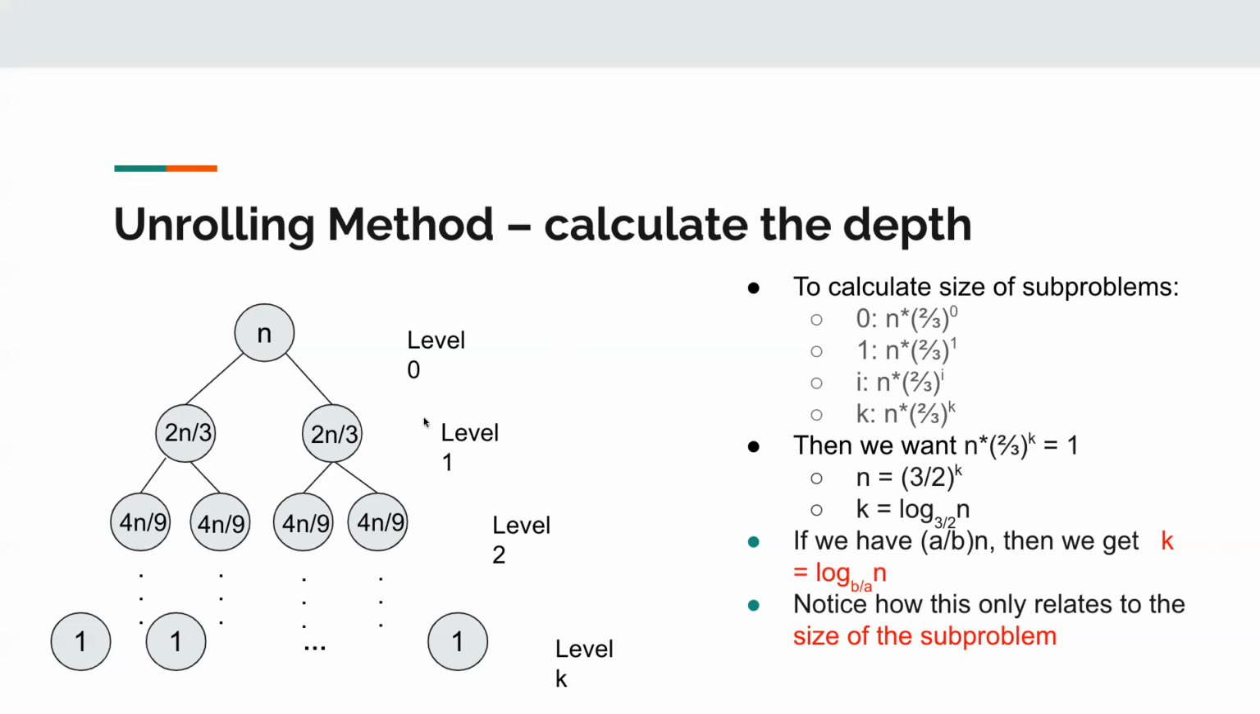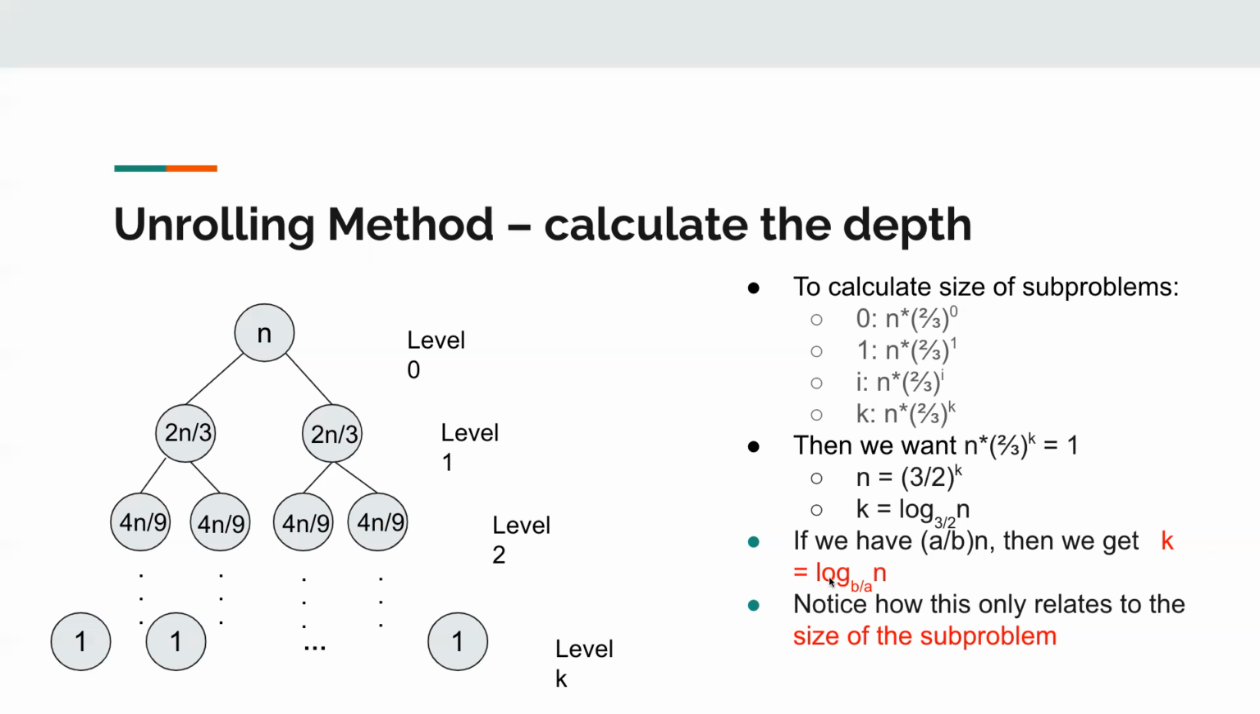Because we keep dividing problems into smaller subproblems, eventually we'll hit the base cases, which are size 1 questions. To calculate the number of levels, we can simply set n times 2 over 3 to the k equal to 1, because at level k we want size 1. If you solve this equation, you get k equals log base 3/2 of n. In a more general case, if we have a over b as the subproblem size ratio, we would get a total of log base b over a of n levels.